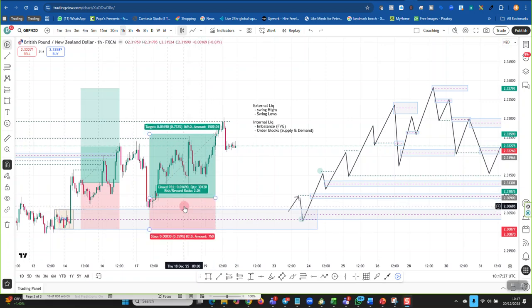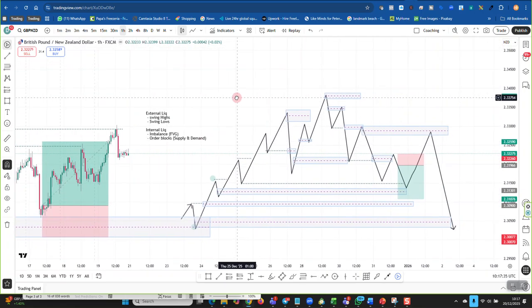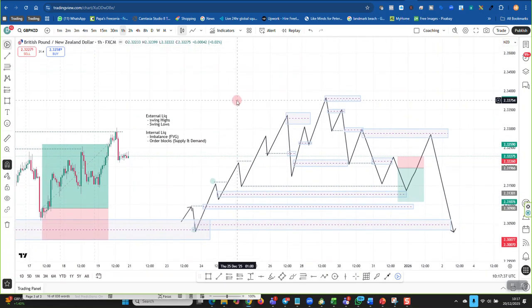Hi. So in my last video, I looked at liquidity, and how it forms, and why price moves, as it were. It's simply because of liquidity.